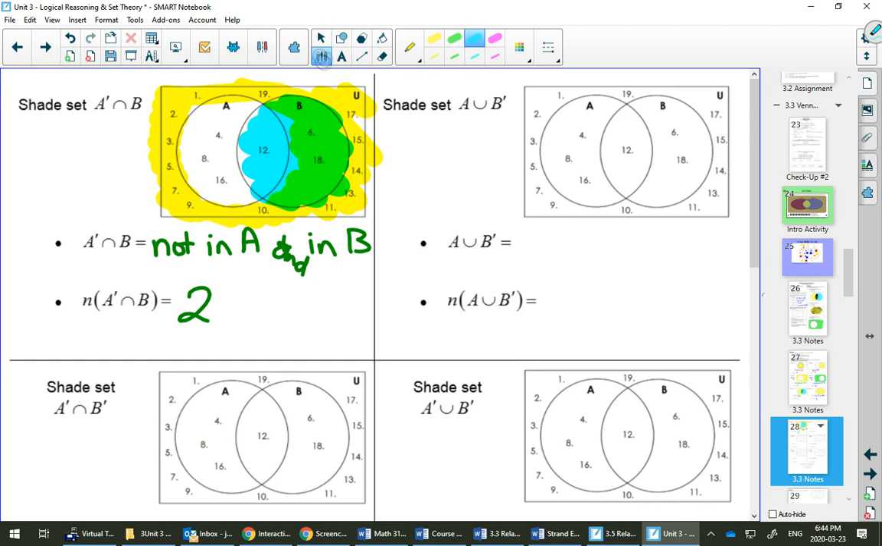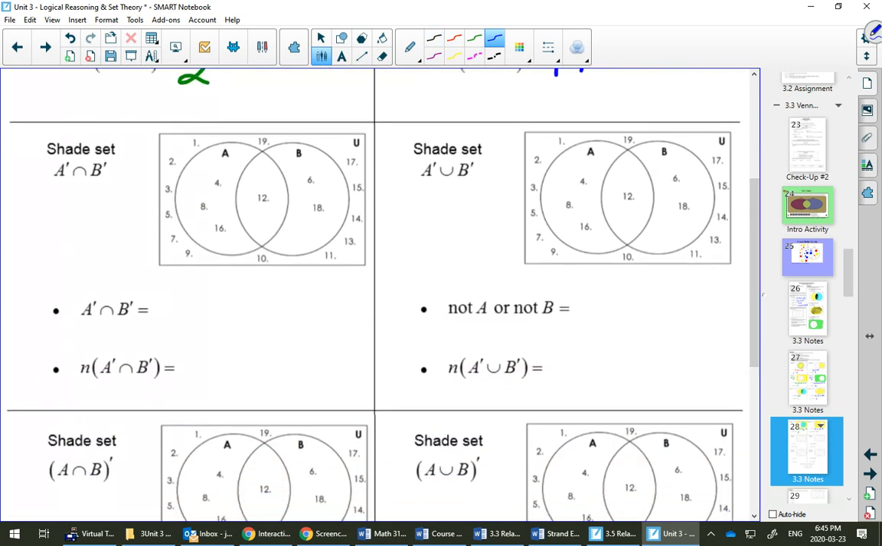The next one is a union. I don't worry about the two different colors. So I'm looking at everything that's in A or not in B, or both. So again, unions, because it's one or the other or both, I don't need to worry about two different colors. So A or not B would have 17 elements. Not A and B. Again, I'm doing an intersection, so I'm going to use two different colors. So this is not A.